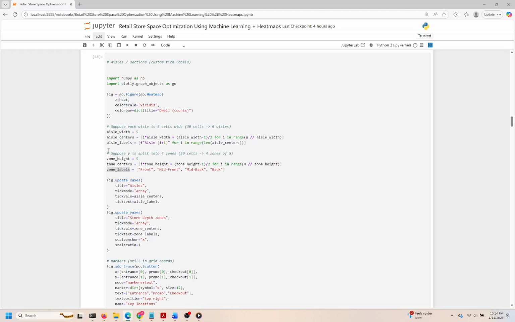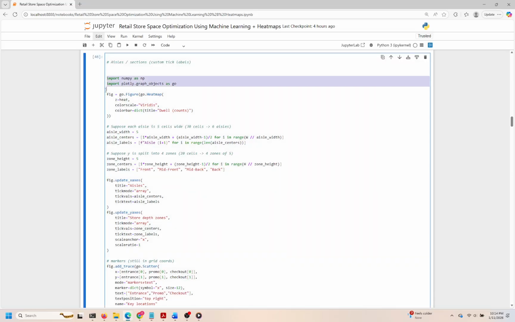Cell 6. In this cell, we're setting up a visually engaging heat map to represent customer dwell times in a store, which can provide valuable insights into shopping behavior and product placement. By using this heat map, we can identify which aisles attract more attention and where customers may be spending most of their time. The heart of this code begins with the creation of the heat map using Plotly's capabilities.